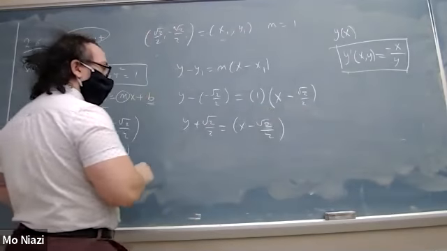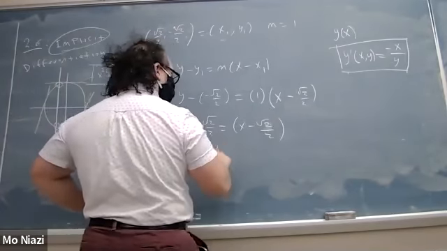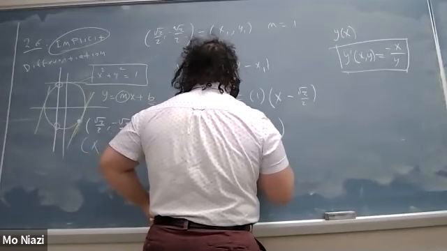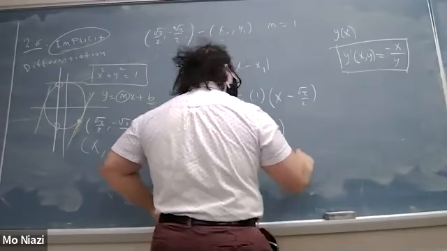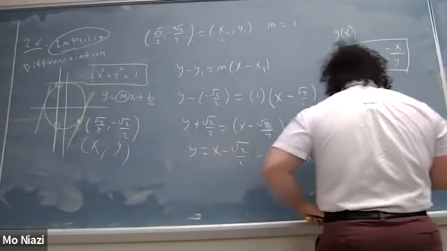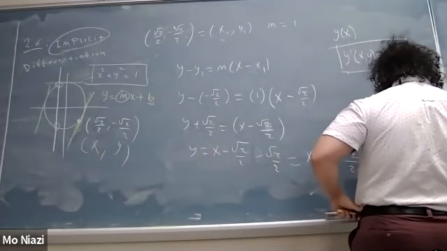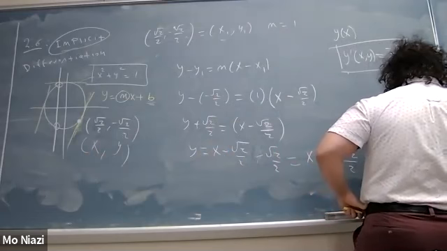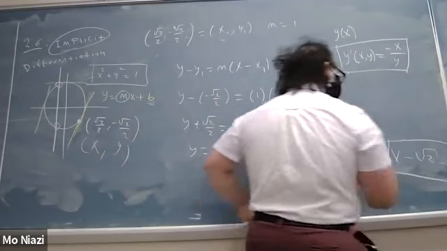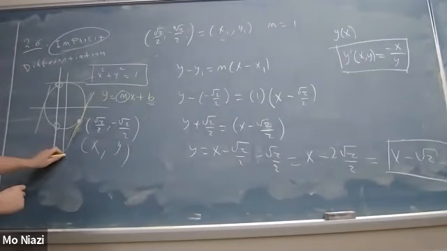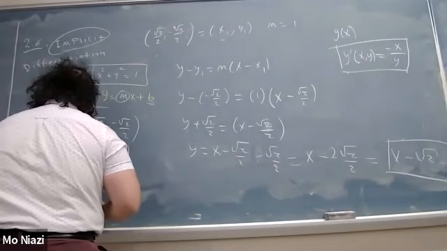So then I can solve for y. I get y is equal to x minus root 2 over 2 minus another root 2 over 2. So this becomes x minus 2 root 2 over 2. So this becomes x minus root 2. This is our equation for our line. So that means the y-intercept is going to be over here at minus root 2.